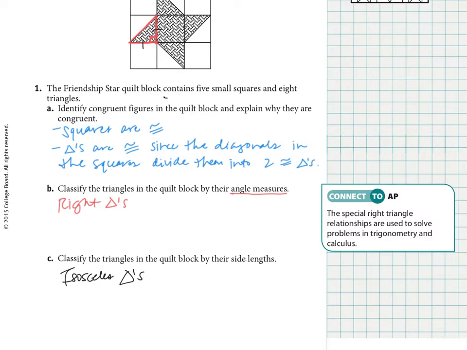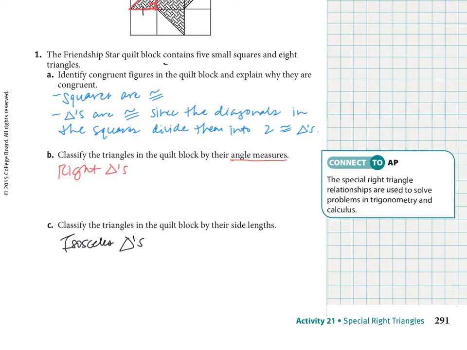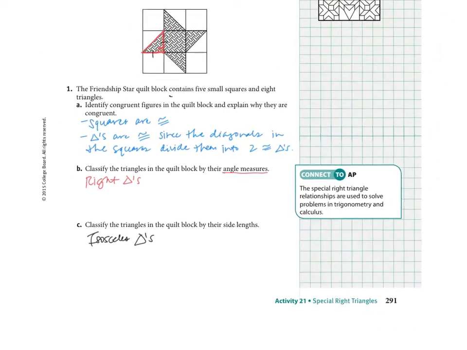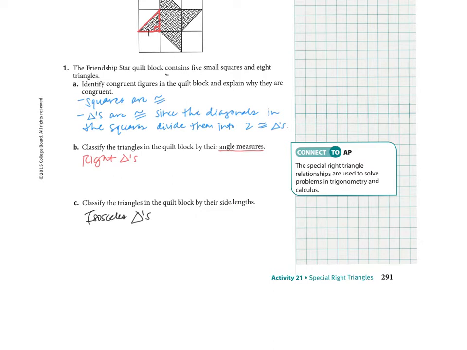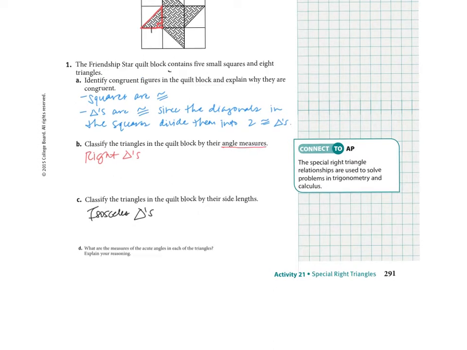Now let's go down to part D. We can see that it's on the next page, but for the sake of our question, I am going to copy and paste that question below since I have my figure here. So I went and copy and pasted the question below. It says, what are the measures of the acute angles in each of the triangles?